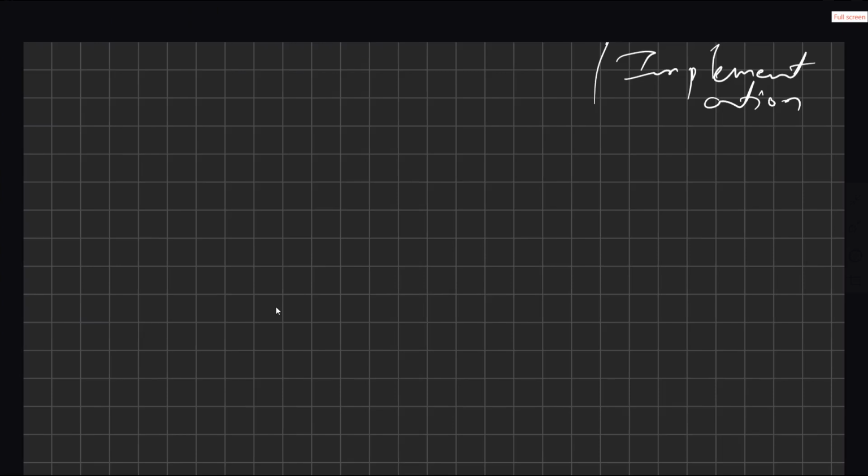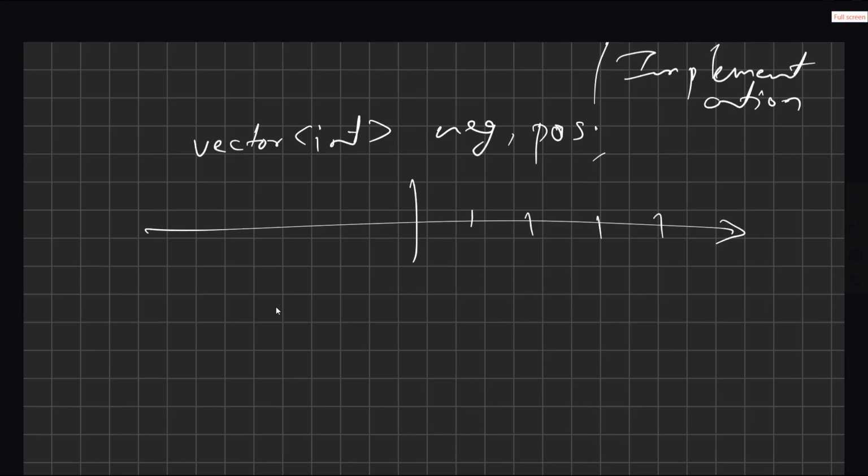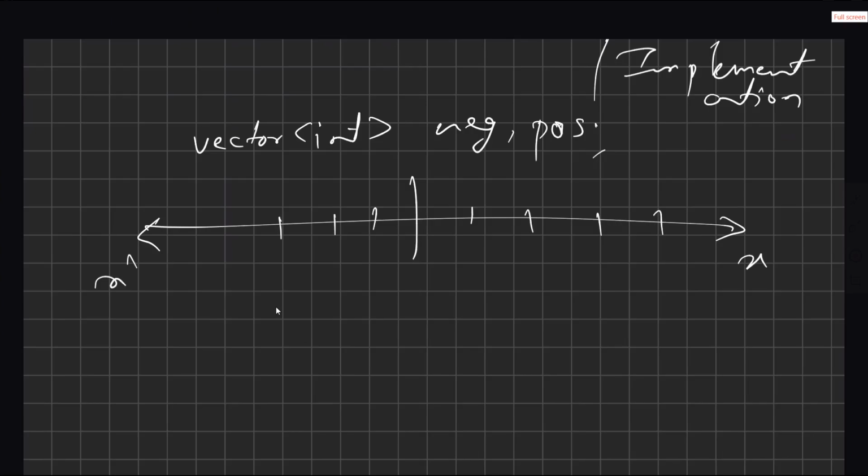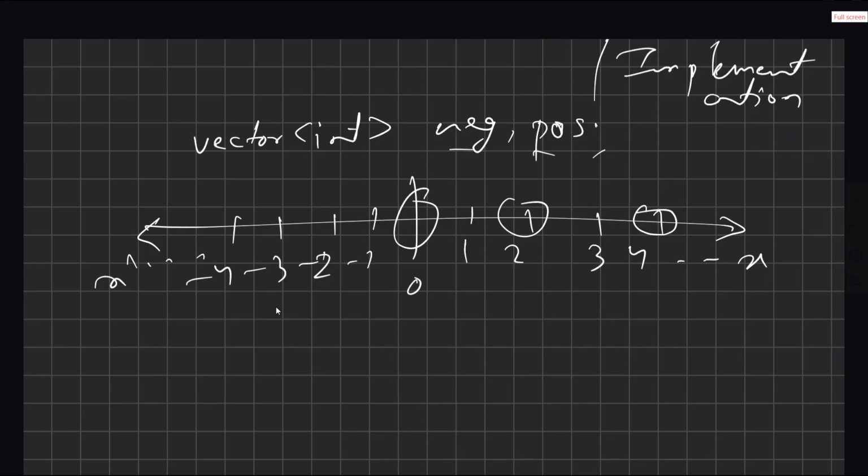So first things first, what we'll have to do, we will take n indices, and we'll maintain two vectors. One will be negative and one will be positive. Basically what I'm trying to do is, we have a number line, so this is positive and this is negative. So wherever a cookie is present, on the positive side, since a cookie is never present at 0, we have to maintain only two vectors.